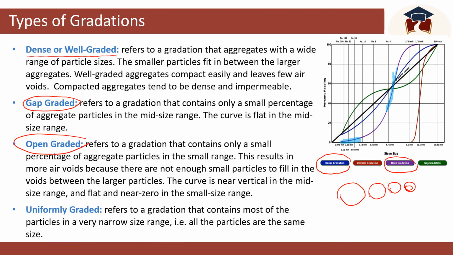In the uniformly graded, you only have maybe one size. So the curve here in the graph is the red curve, which is this one. So if you see the description, uniformly graded refers to a gradation that contains most of the particles in a very narrow size range, that is, all the particles are the same size.